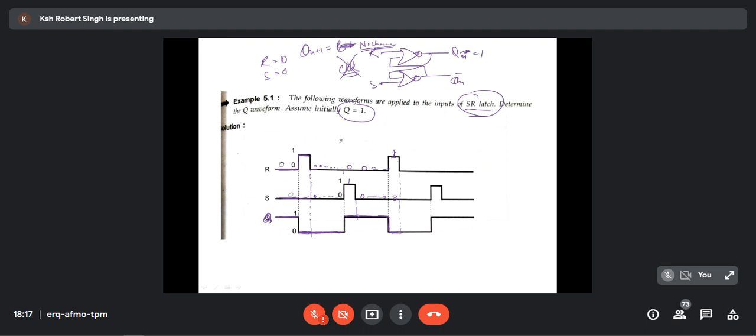What happens? Suddenly R becomes 0, S also becomes 0. Then output should be no change. Output should be no change means what? Output was low, it will be low again, till here.